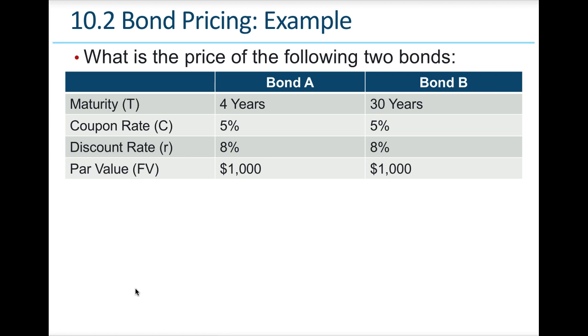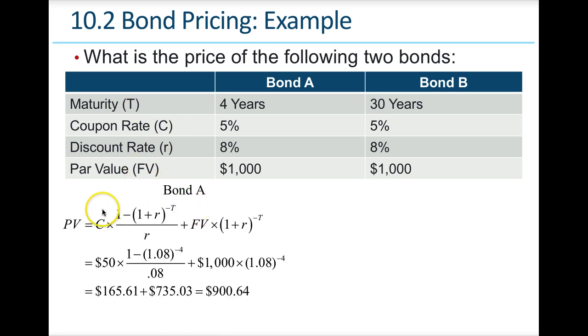So if we had two bonds, this is an example, bond A and bond B, and we have the maturity, coupon rate, discount rate, and the par value, which we also call the future value. These are just the symbols that we're using in the formulas. If we put those symbols and the corresponding values into the formula, we can calculate what the bond price is.